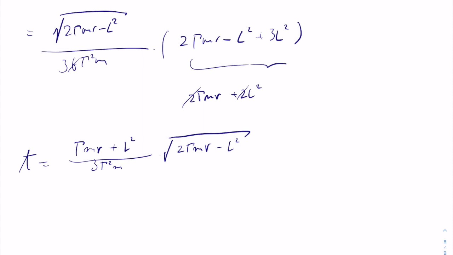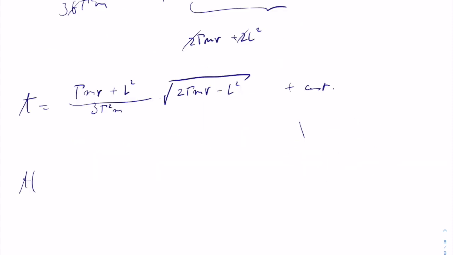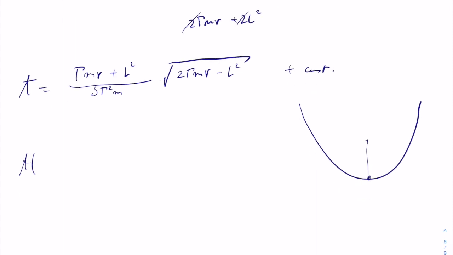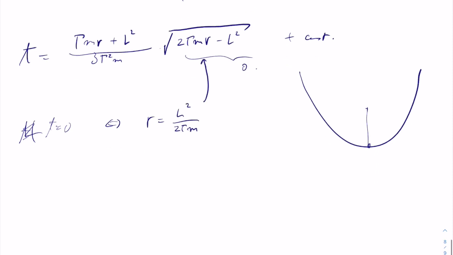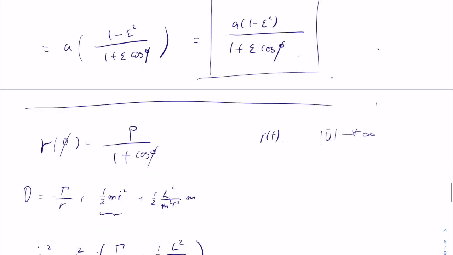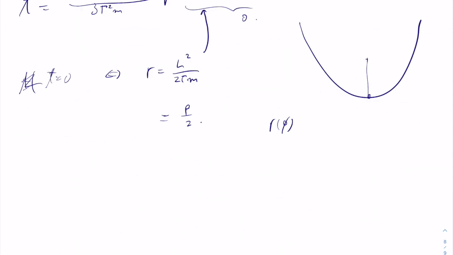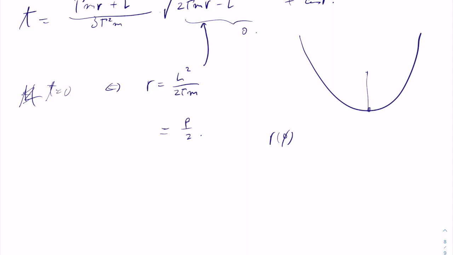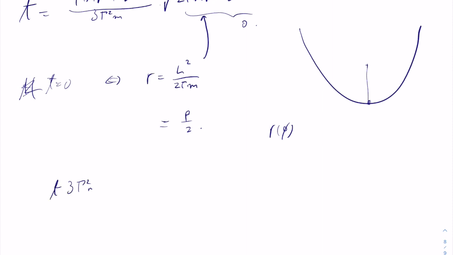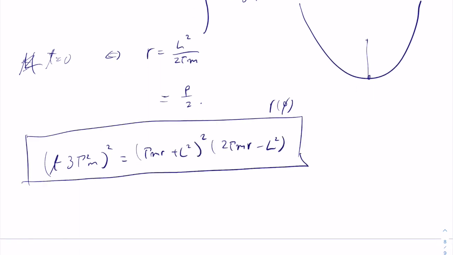And remember, this is t, and therefore we have found an implicit formula. The constant we will set to 0, because at the time where r is minimal, it's the point where the square root vanishes, and that's the point where the object is closest to the other object. And that's at p divided by 2. And now we have found the implicit formula that we can solve.